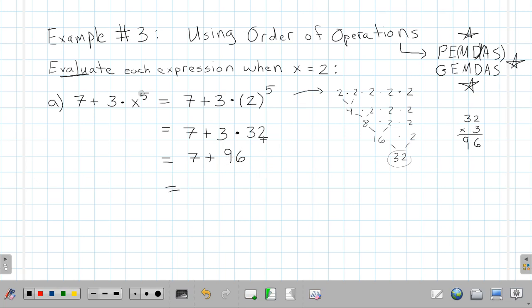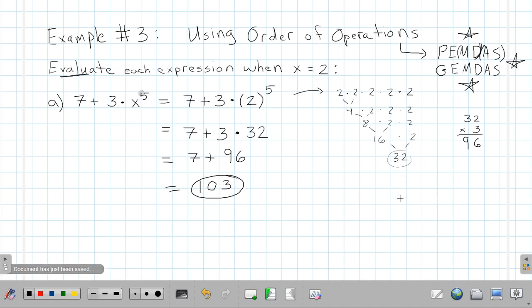And then the last step here, there's only one operation, but let's go through it again. There's no parentheses, no exponents, no multiplication or division now, but we do have addition or subtraction. So we do have addition. So that's the last thing we've got to do. And 7 plus 96 is 103.